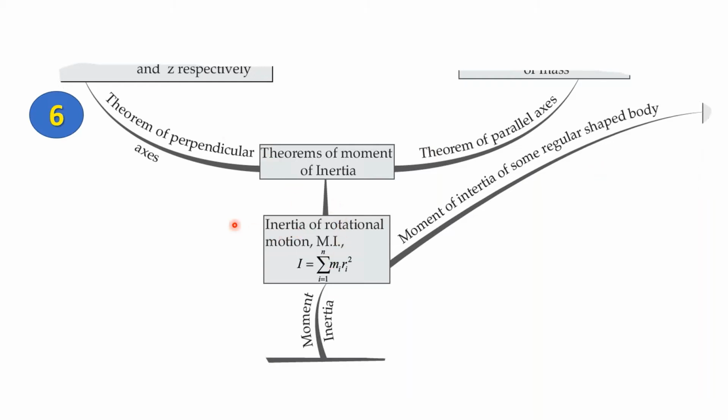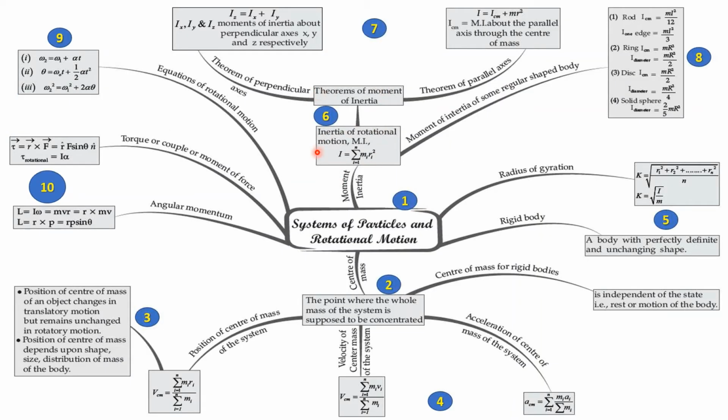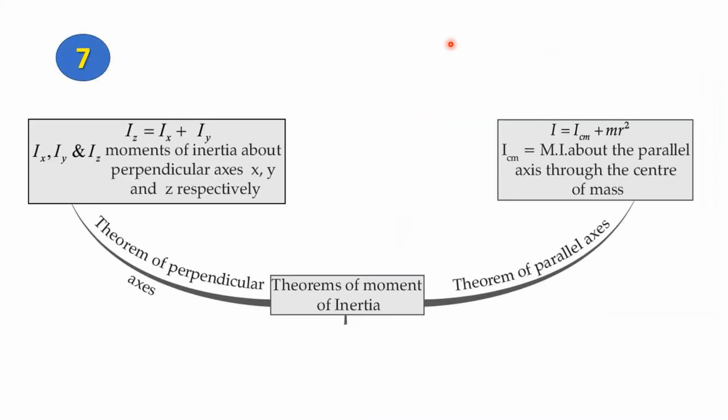Okay, so let's move on to the seventh part of this mind map. The sixth part has been inertia. Now we move on to the seventh part, which is both these theorems. Here we go. Theorems of moment of inertia. As you know, there are two theorems for moment of inertia: the theorem of parallel axis and the theorem of perpendicular axis. Let's move to the theorem of parallel axis. The statement for the theorem of parallel axis is that I is equal to I_CM plus M R square. Now, I here stands for inertia.